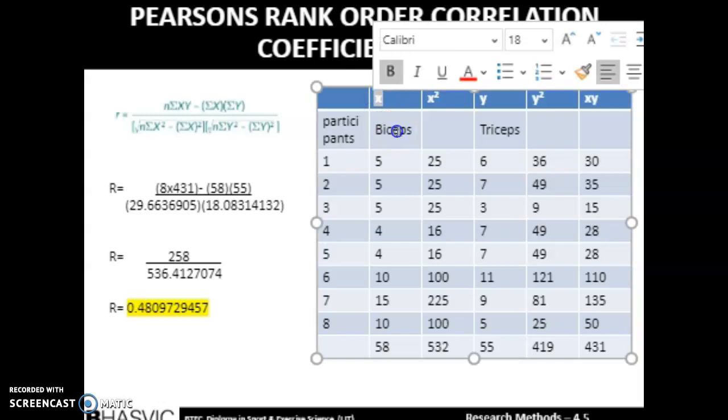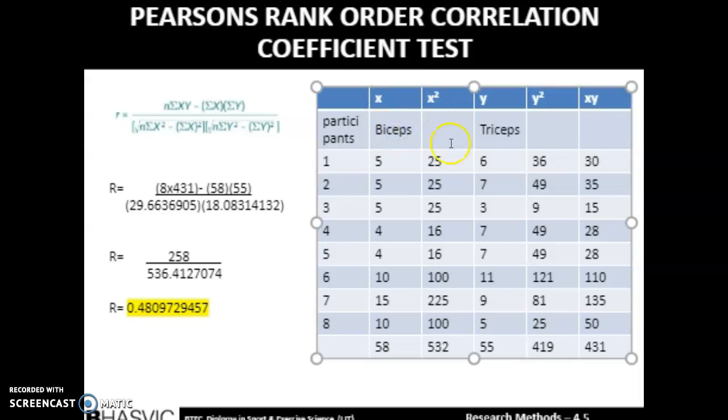The x values is our biceps. We're then going to square them. Obviously we can't square biceps, so that's blank. 5 squared is 25, that goes down to those 3. 4 squared is 16, that's those 2. 10 squared is 100, which is those ones. And 15 squared is 225. We do also square the total, which is 58 times 58, which is 532.